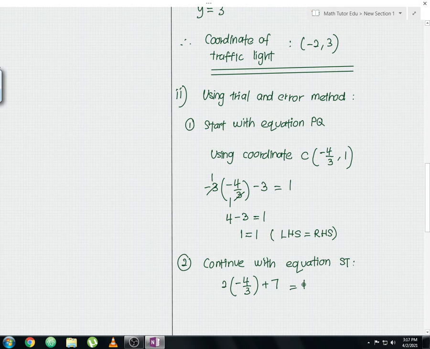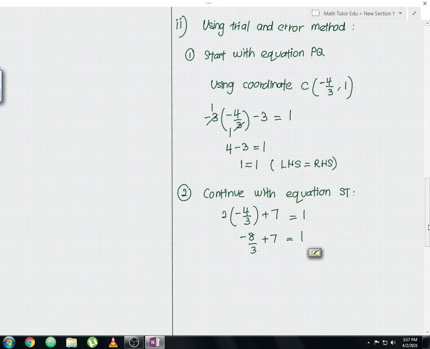So let us check it out. 2 times negative 4 over 3 you should get negative 8 over 3, and then you plus 7 equals 1. Okay, so you calculate this, negative 8 over 3 plus 7 you should get 13 over 3. So from here you should know that 13 over 3 is not equal to 1. So we can make the conclusion that left hand side is not equal to right hand side.